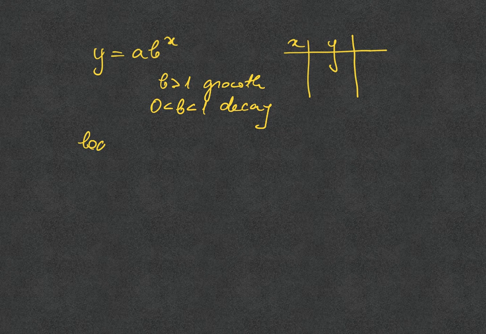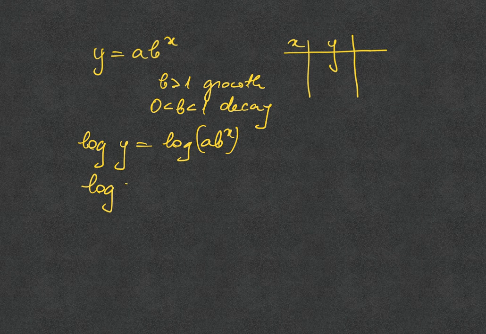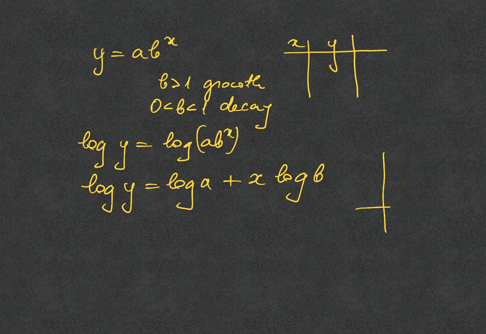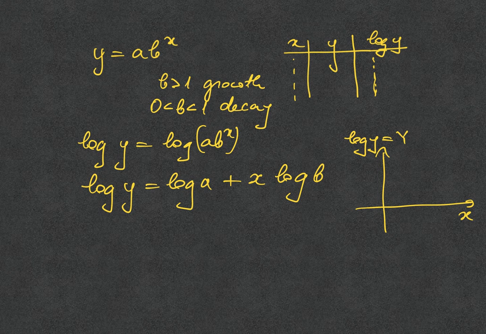So I apply log on both sides. Log y equals log a b to the power of x, and I can write log y equals log a plus x log b. So I'm going to graph x against log y. The new y on the y-axis is going to be log y, so I need a column called log y. I'm going to calculate the values and graph this column against this column. From the linear graph, I can find the gradient and the y-intercept.